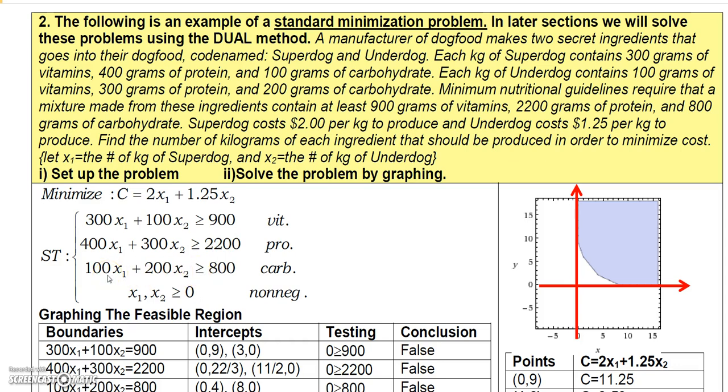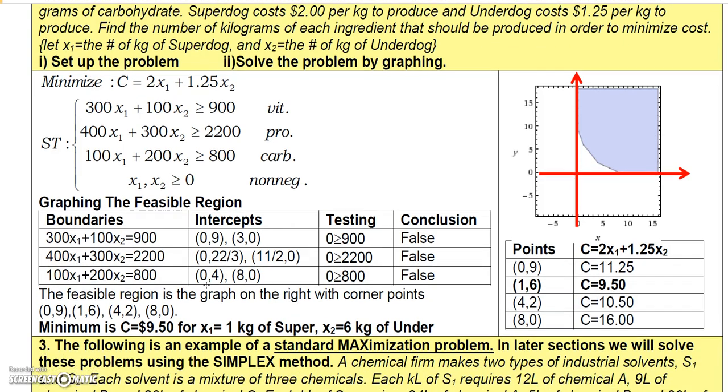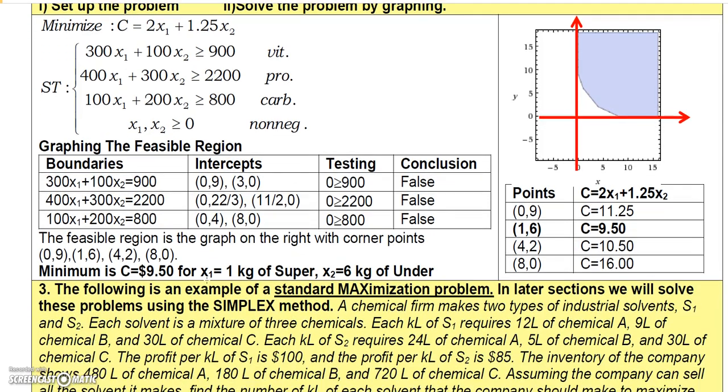If you go back and look at the problem, you'll see that each kilogram of Superdog must have 100 units of carbohydrates. Each kilogram of Underdog gives you 200 units of carbohydrates. So 100x1 plus 200x2 is the total units of carbohydrates you get, and it has to be greater than or equal to 800. And of course, you also have your non-negative constraints, because the number of kilograms of Superdog and Underdog can't be negative.